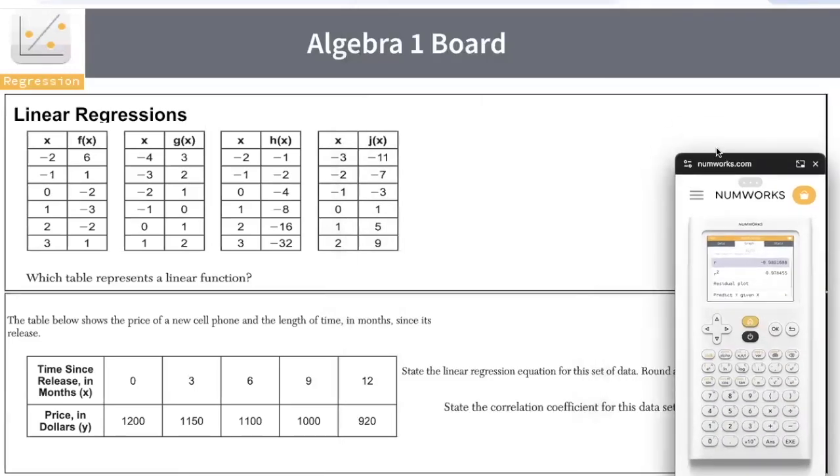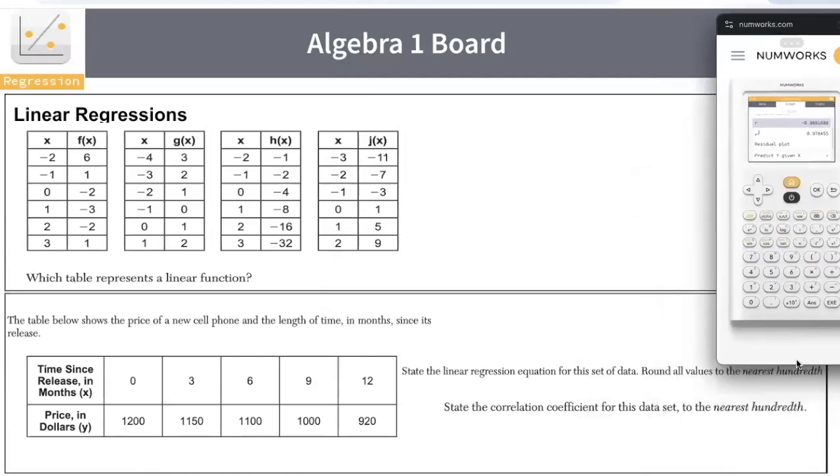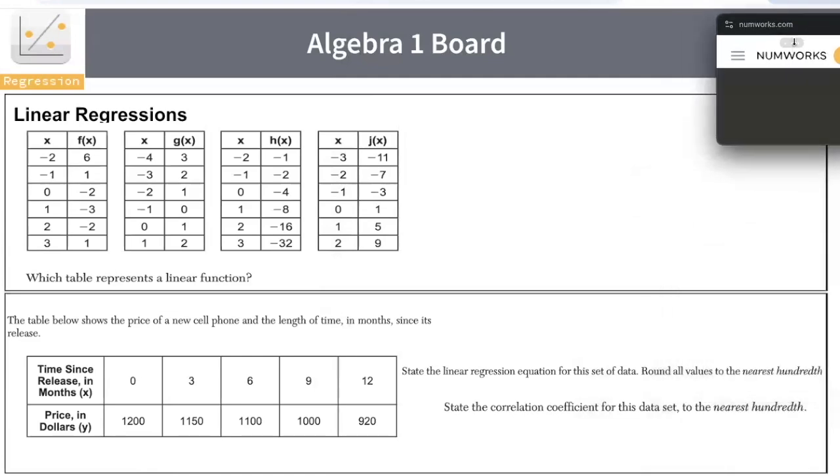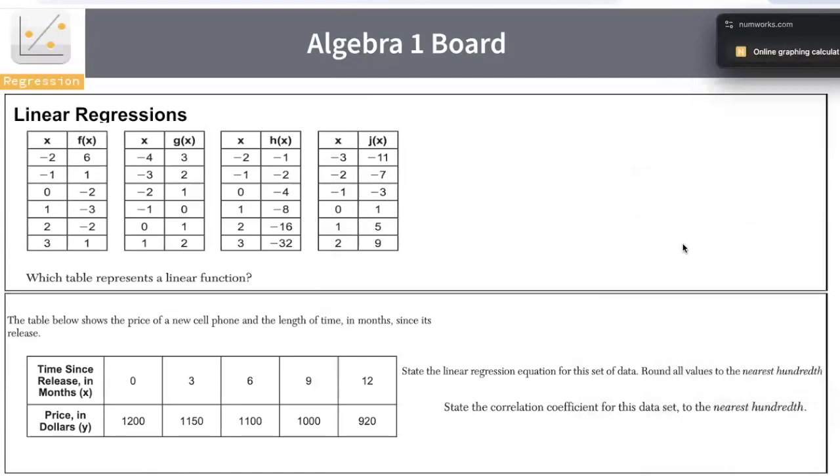All right, I'm going to minimize this over. And the next app we are going to be looking at is going to be our statistics app. This is going to be our last app that we're going to look at. And then I'm going to give you some more information just about the calculator, some resources that we have as well.